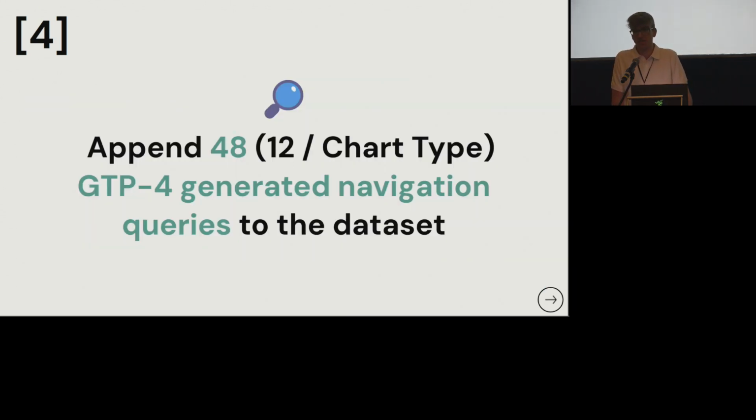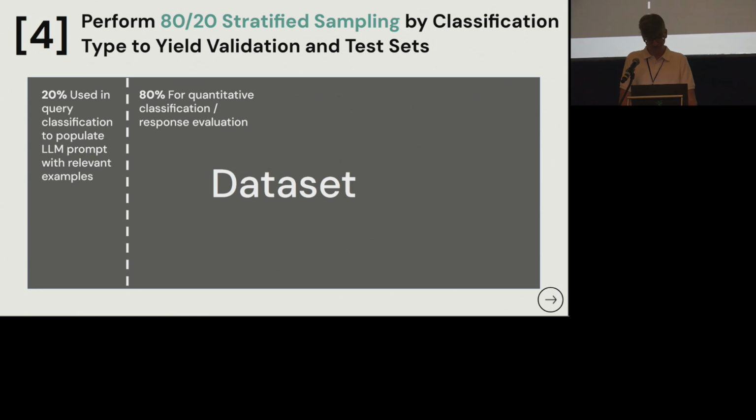Now, since the original study did not include navigation questions, as this is our novel invention, we queried GPT-4 to generate 48 plausible navigation queries, 12 for each of our 4 chart types. We then performed an 80-20 stratified random sampling to split to yield our validation and test sets.